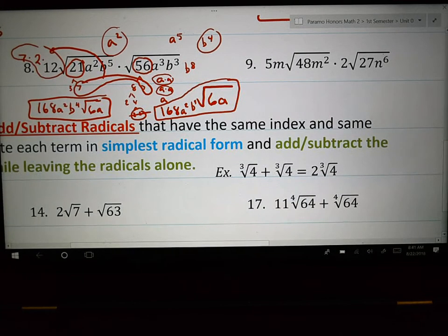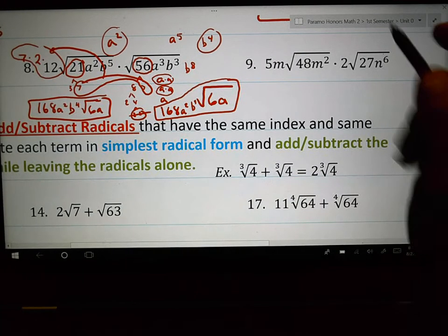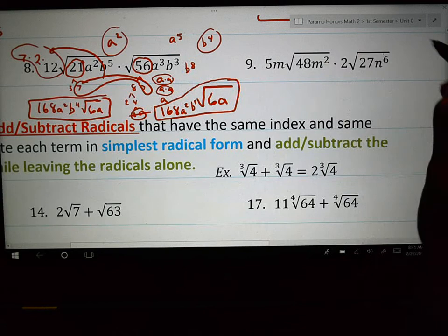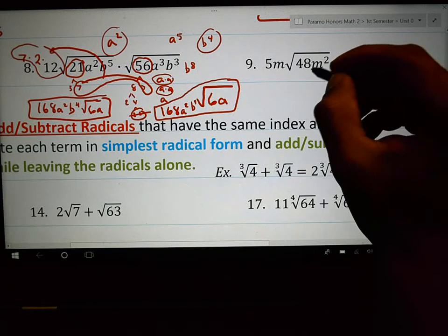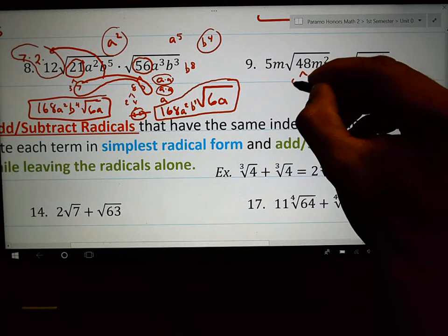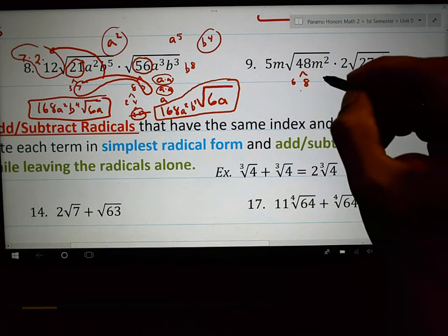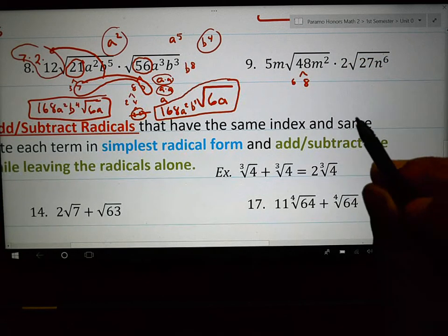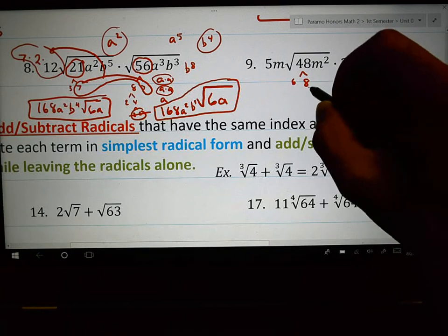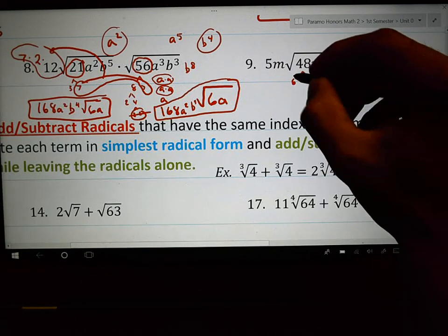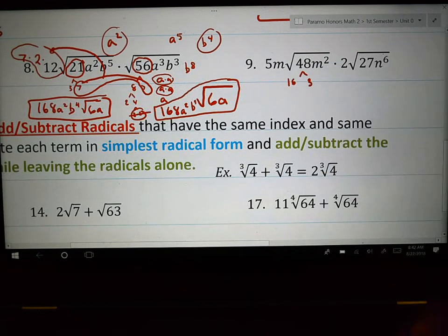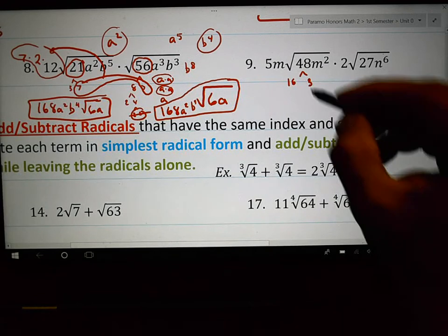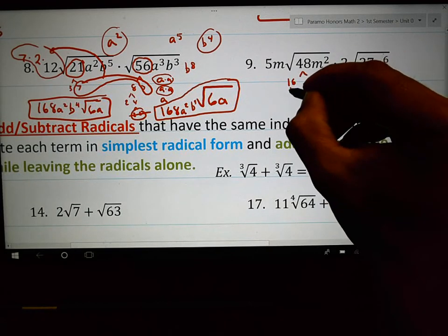Let's go ahead and break apart the 48. Six times 8, maybe. Oh, how about 16 times 3? Ooh, I like that better because it's bigger. Let's do that. 16 times 3 is 48. That way I can get a 4 and a 4 right there. Boom. Bigger.